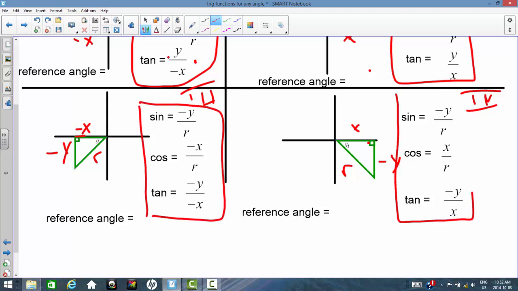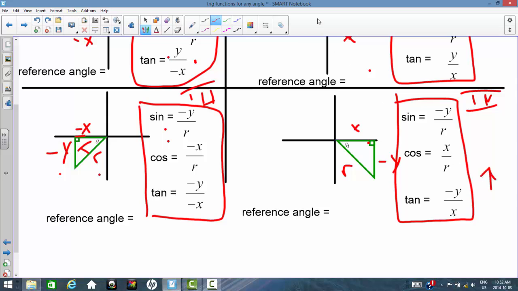I am never going to be expecting you to remember all of these. This is not a memory thing. It's just to show you what it is. So here you'll see that sine is opposite over hypotenuse, so it's negative y over r, and so on. That's how I've got them all.